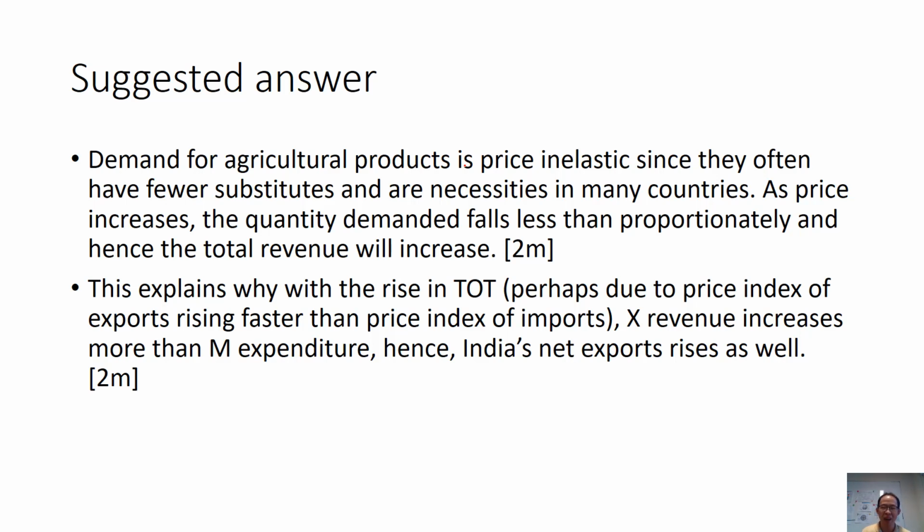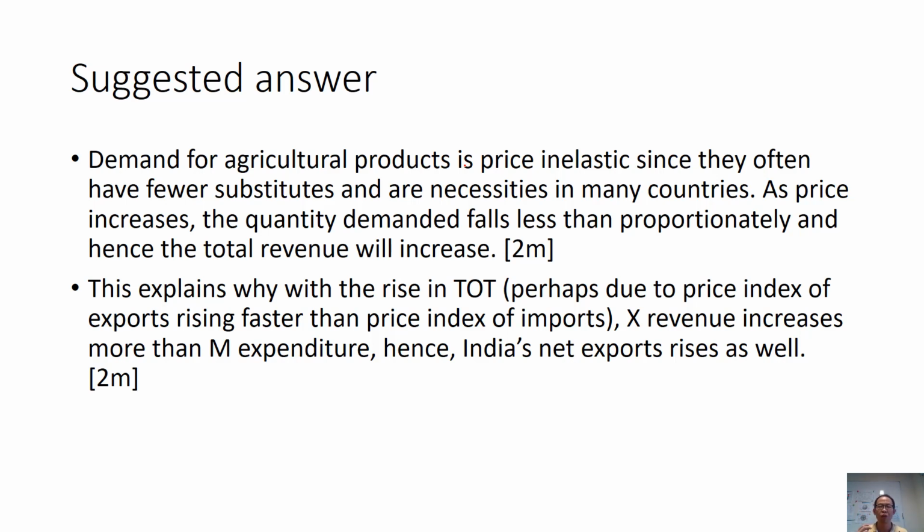So this explains why the rise in the terms of trade, perhaps due to the price index of exports rising faster. In that case, if you used this point in your part 1, that is because the price of exports increased faster than the price of imports, the whole idea is that export revenue increases more than import expenditure. So when that happens, India's net exports will rise as well. That will be 2 marks.